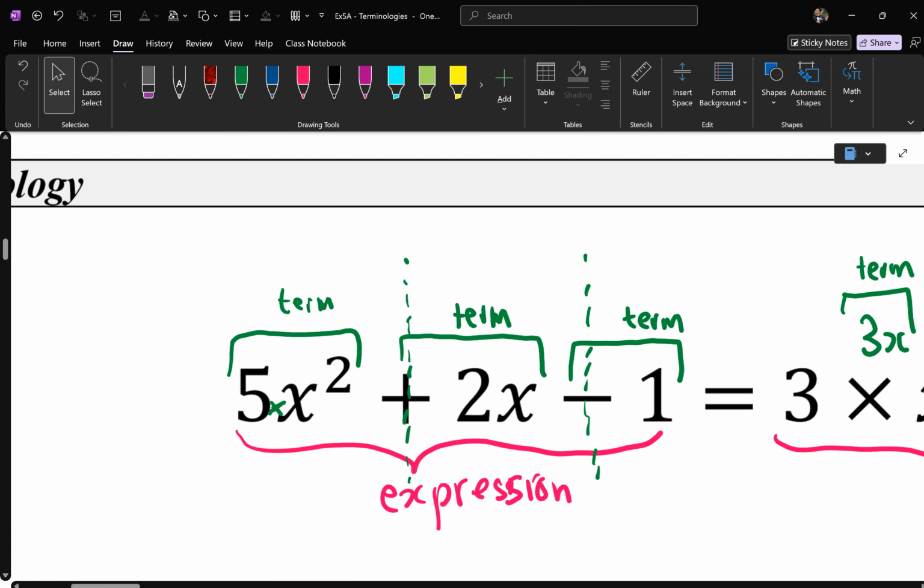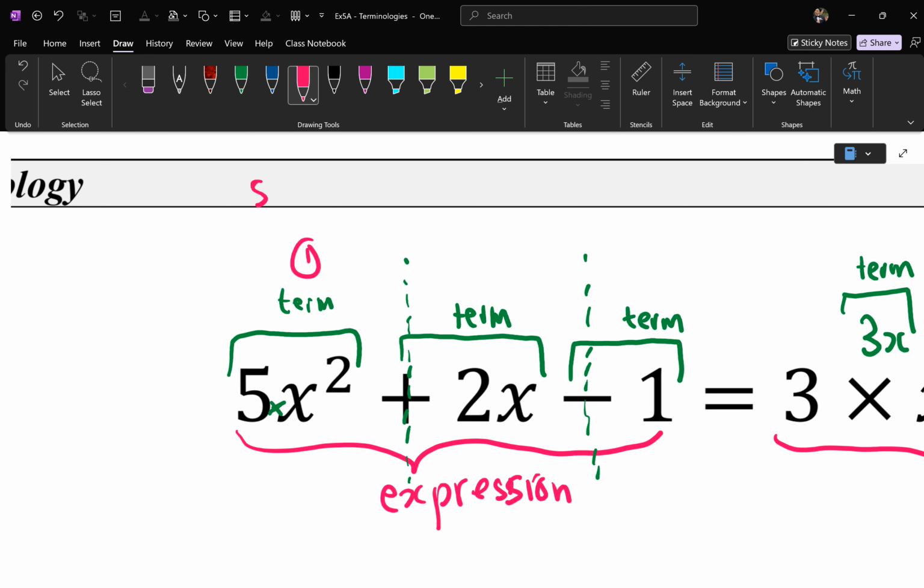Over here, let's look at each term. Let's look at the first term here. You've got 5x squared. If I were to ask you the coefficient, the language would be, what is the coefficient of x squared? So that's my variable, x squared. And what is the coefficient? This is my coefficient. So the coefficient of x squared is 5. That's the coefficient of x squared, which is equal to 5.